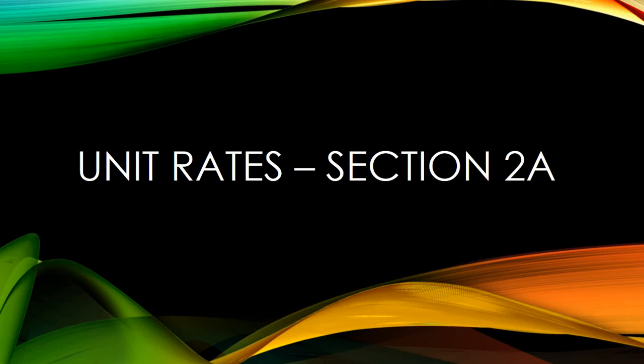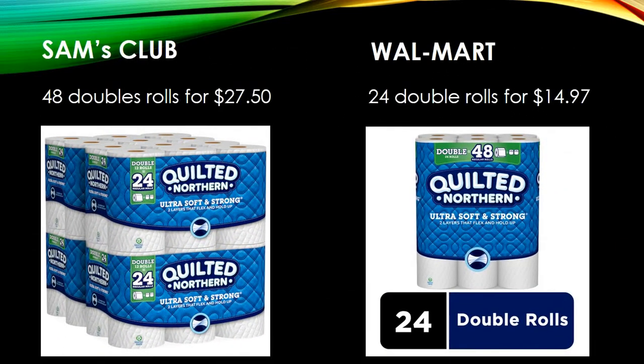Welcome to another video for quantitative reasoning, and we are working on section 2A in our textbook on unit rates. The basic concept of a unit rate is this. We go to Sam's Club and Walmart, we're looking for toilet paper. That's not been something you've been able to do recently, but we've got toilet paper at Sam's, 48 double rolls for $27.50, and then 24 double rolls at Walmart for $14.97.